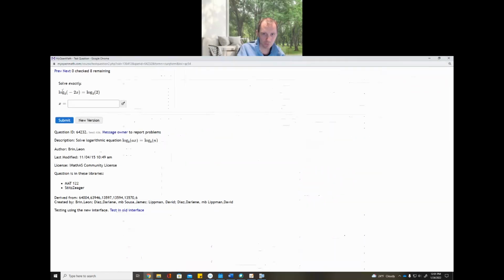Okay, solve exactly. Log base 3 of negative 2x equals log base 3 of 2. The way that I'm going to solve a log equation, where I have x's inside the logs, is to get rid of the logs. And I'm going to get rid of them with an inverse. Just like if I had the square root of negative 2x equals the square root of 2, you would say, oh, I get rid of the square roots by squaring both sides, because that's the inverse. So I'm going to use the inverse function here.